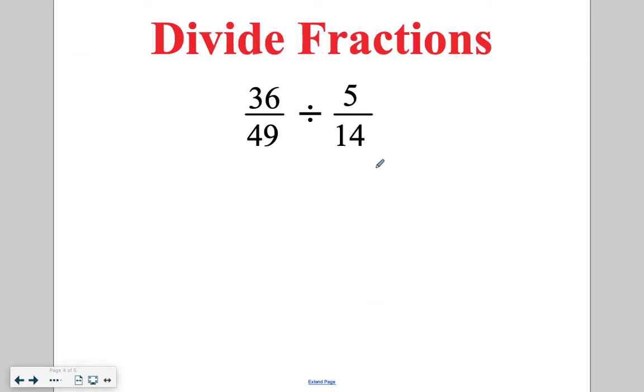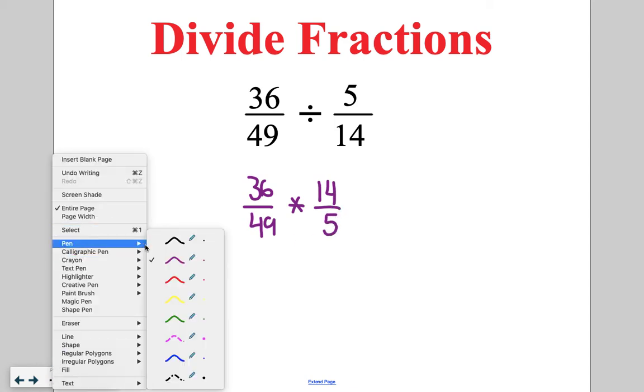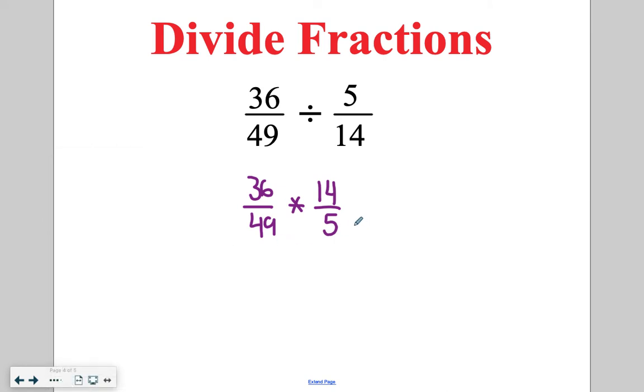Now we're dealing with both fractions. Again, the process stays the same. So we're going to keep the first fraction, change the division to multiplication, and what do I get when I flip the second fraction? 14 over 5. Can I cross-reduce 36 and 5? No, I cannot. Can I cross-reduce 49 and 14? Yes, I can. Divide both by 7.